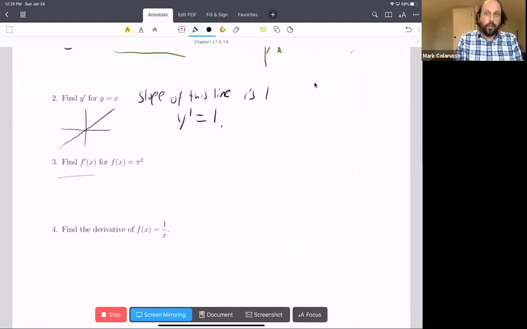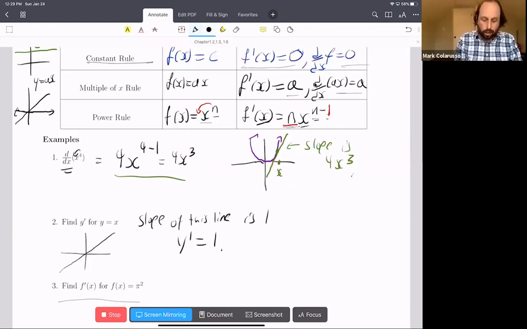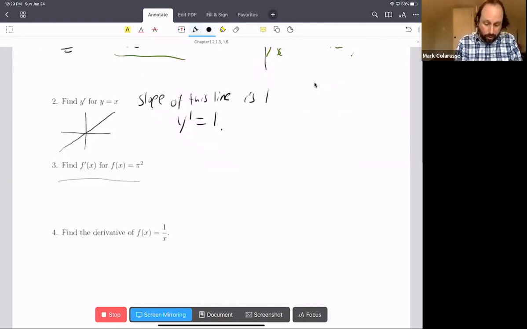Okay, so this type of question is designed to mess with your head. Find this slope function, this derivative function, for f(x) equals pi squared. It looks complicated, but pi is a number, and pi squared is a number. So this is actually a constant function. We're in the first case here.